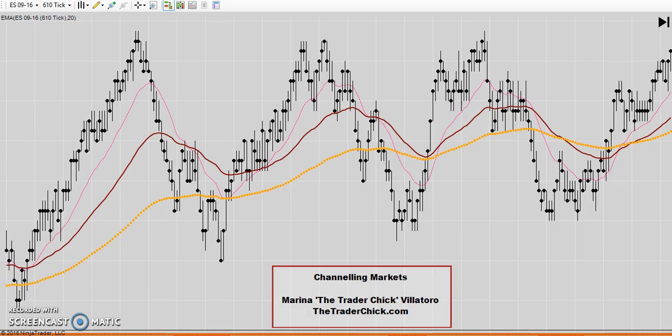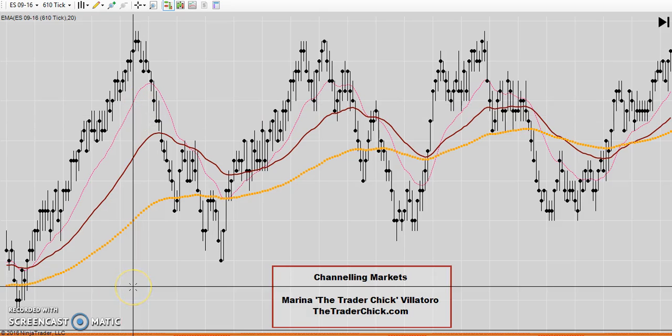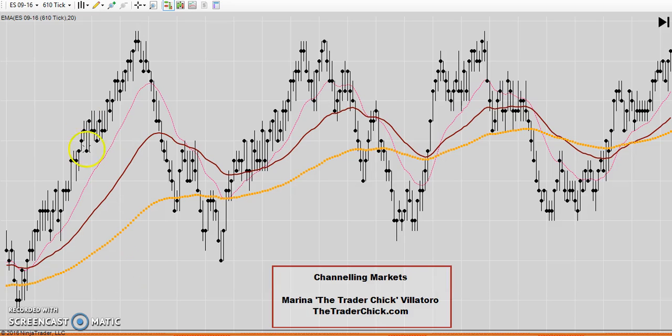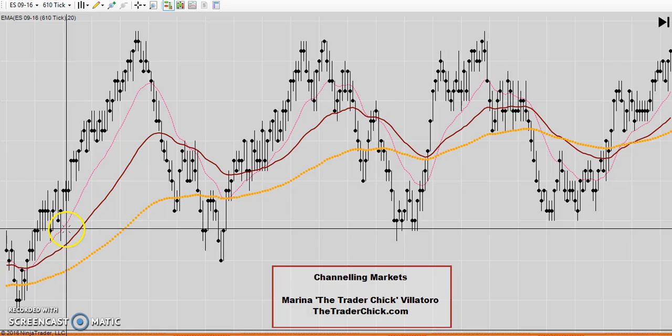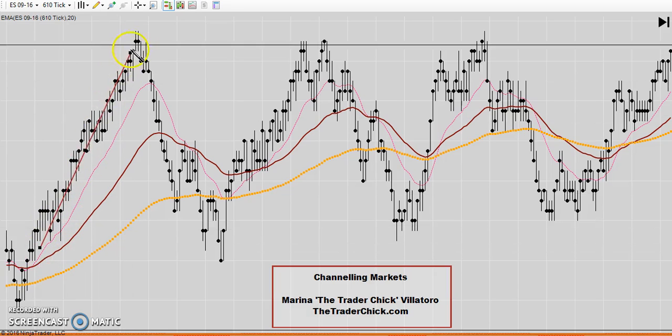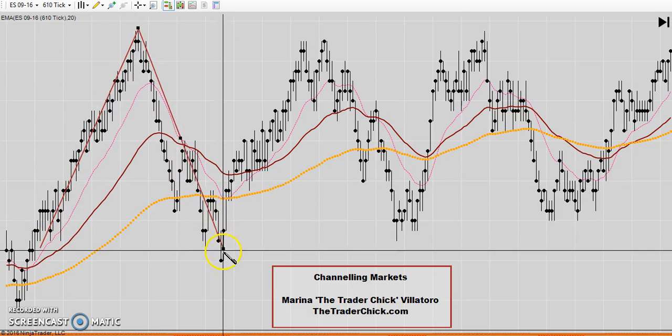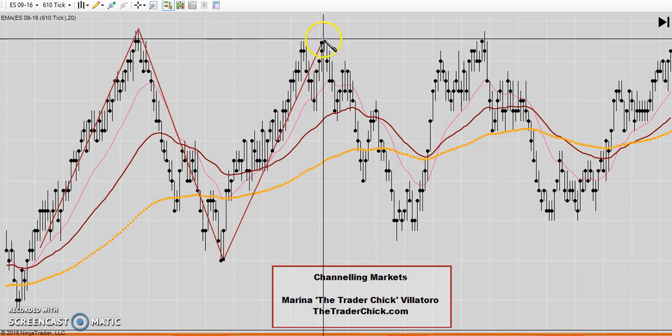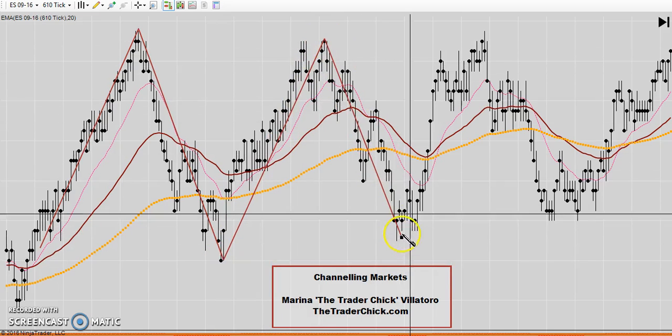And today I'm going to be teaching you about what a channeling market looks like. I get asked this question very often, what the difference is between a channeling market and a sideways market. Well, it's pretty much very similar. The thing with a channeling market is that it simply has bigger movements, like we have here.